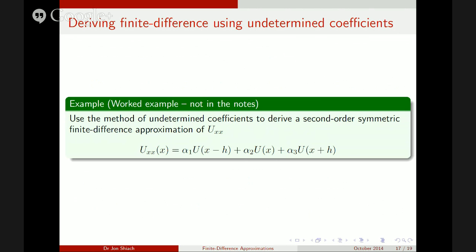For the first derivative, we have alpha 1 times minus h. We've got nothing here because we've got no first derivative. And here we've got plus alpha 3 times h. Okay, so I'm going to say we've got minus alpha 1 plus alpha 3. And I've taken the h outside because both of these are multiplied by h, just to simplify the algebra.